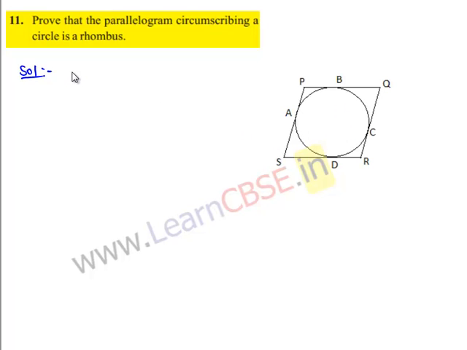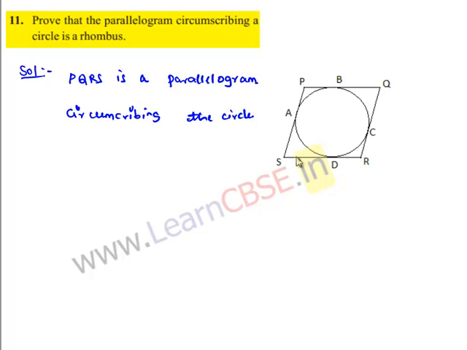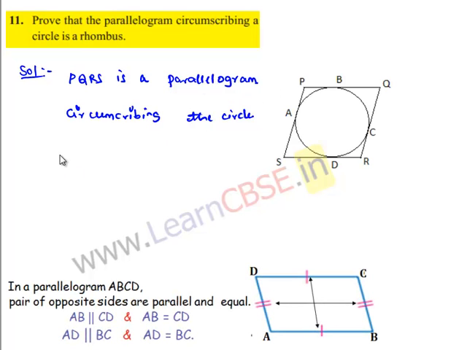Now let us note down the information that PQRS is a parallelogram circumscribing the circle, and the circle intersects the parallelogram at the points A, B, C, D. Now, let us note the properties of a parallelogram, that is, opposite sides are parallel and equal. Therefore, we get PQ is equal to SR and PS is equal to QR.